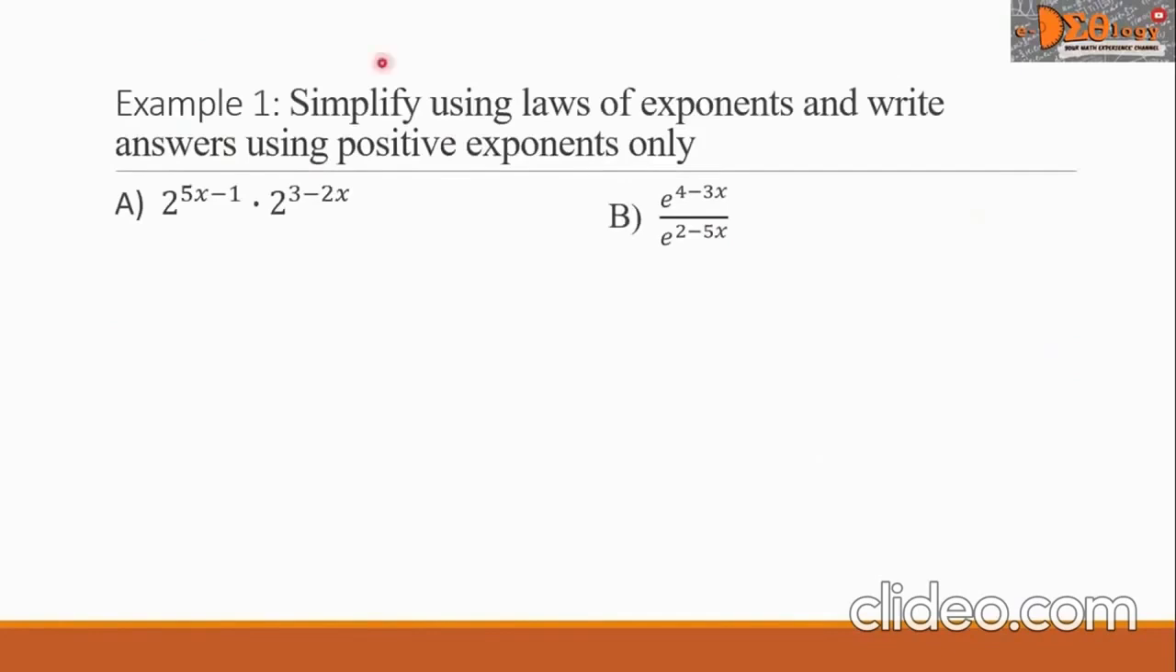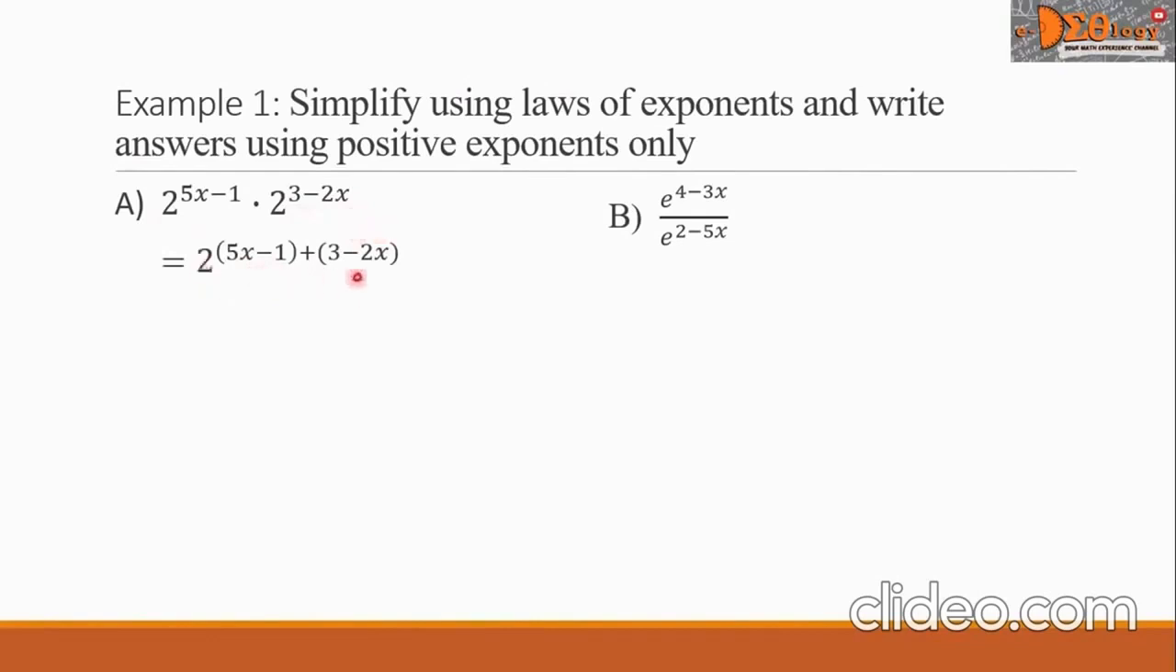Example 1. Simplify using laws of exponents and write answers using positive exponents only. We have two problems here, A and B. Letter A is 2 raised to 5x minus 1 times 2 raised to 3 minus 2x. So we have here multiplication of exponents with the same base. So what we'll do is simply add the exponents. So we have 2 raised to 5x minus 1 plus the other exponent, 3 minus 2x.